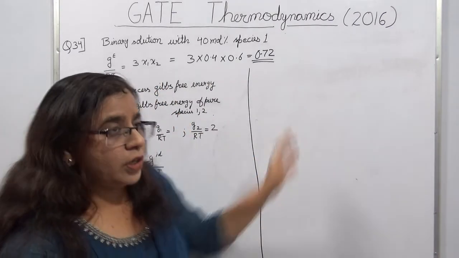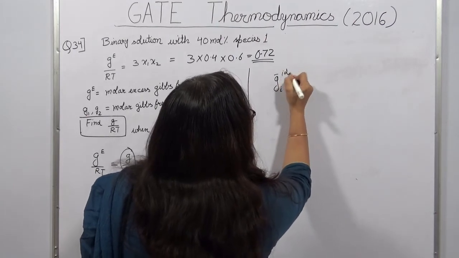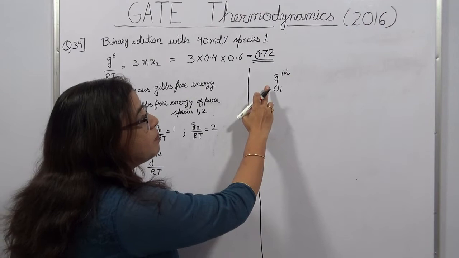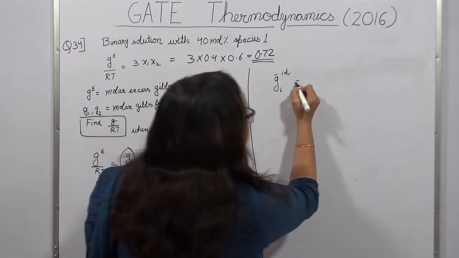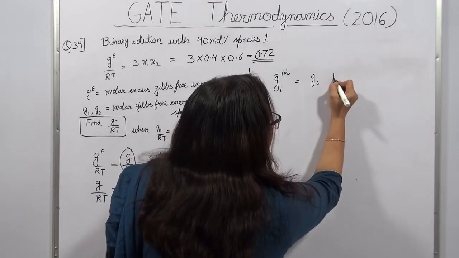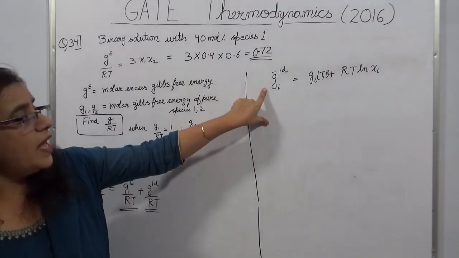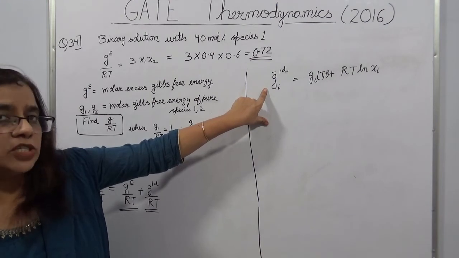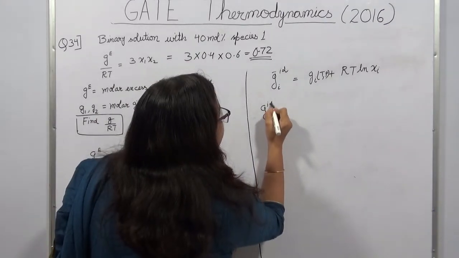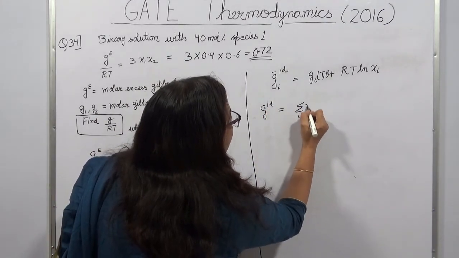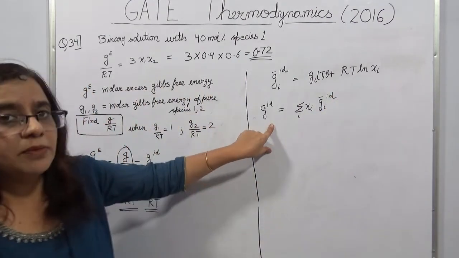So from the ideal solution model, for an ideal solution, what I am writing over here is the partial molar Gibbs free energy of species i in an ideal solution, that is equal to Gi plus RT ln xi. From that I can estimate my mixture property by applying the summability relation. So I will get my GID, that will be equal to summation over all i of xi Gi. Okay, so this is my summability relation.